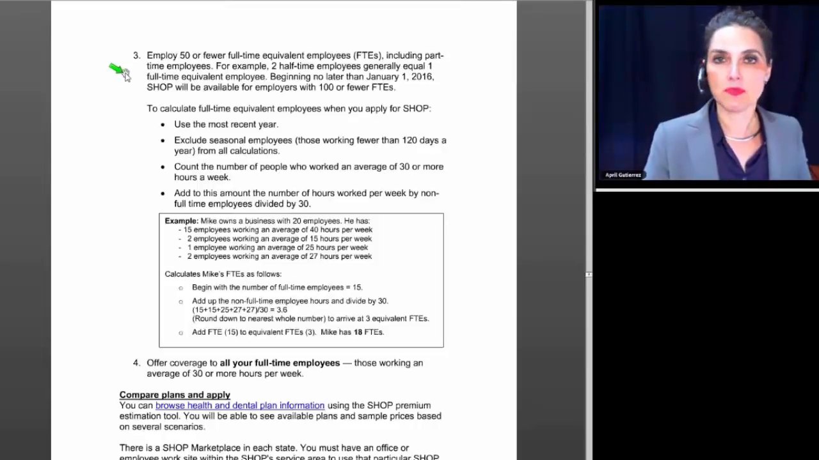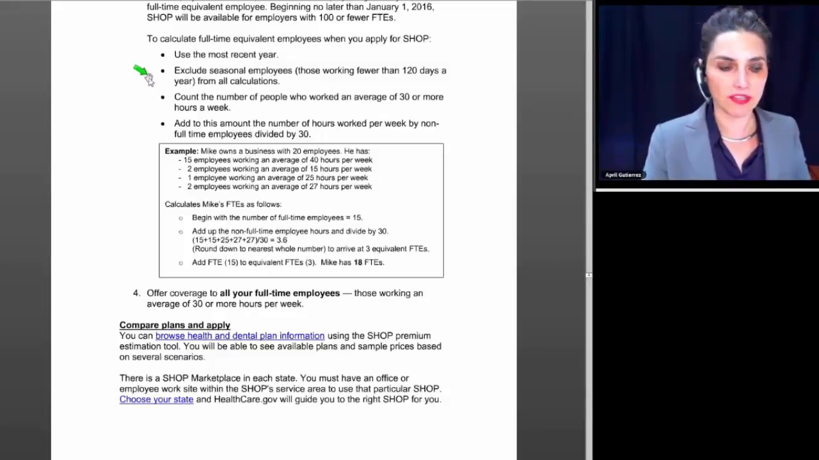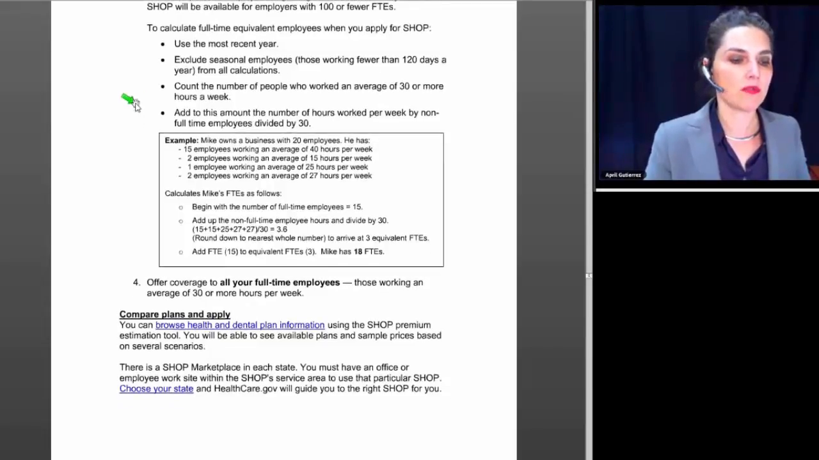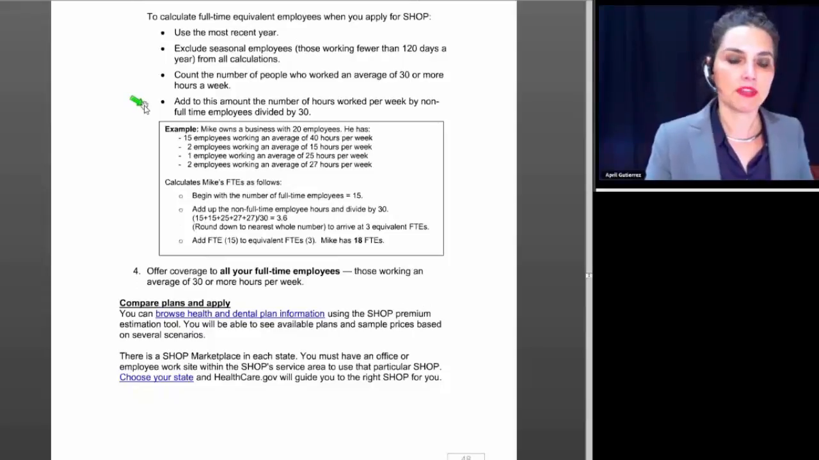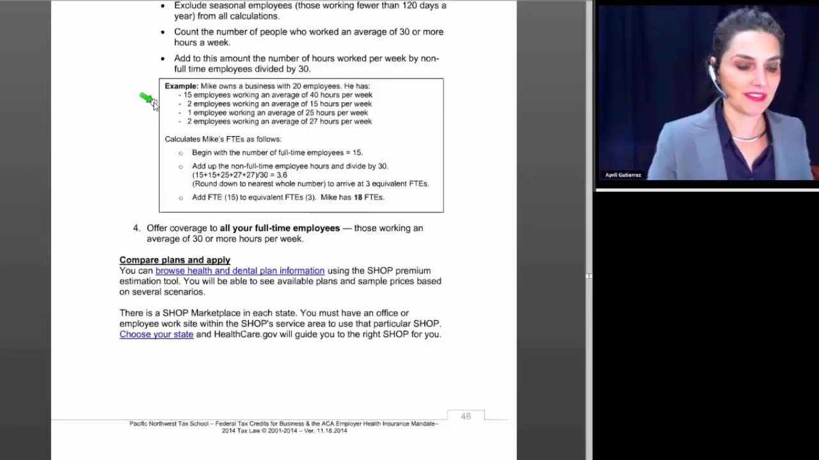Beginning no later than January 1, 2016, the SHOP is going to be available for employers who have 100 or fewer full-time equivalent employees. To calculate the full-time equivalent employees when you apply for SHOP, you should use your most recent tax year. You exclude seasonal employees, those that worked fewer than 120 days in a year, from all of the calculations that you make. You then count the number of people who worked an average of 30 or more hours in a week, and add to this amount the number of hours worked per week by non-full-time employees, and then divide that total by 30.